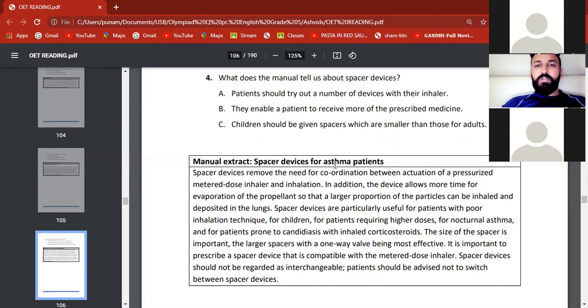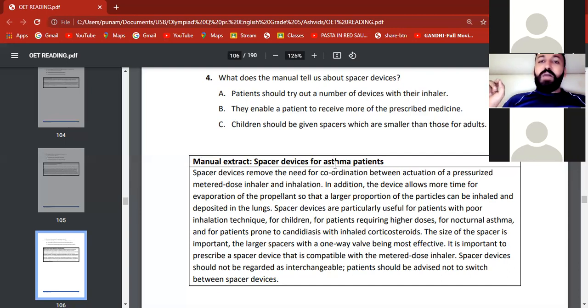Okay, so we have these three options in our mind. First is about number of devices, second is about more medicine, third is about smaller spacers. With this in our mind, remember it is all about short term memory. We need to carry this for 1.5 to 2 minutes, and then we need to empty our memory. This has to be a gradual process. Six questions, so keep that in your mind. Remember, what is the question again?